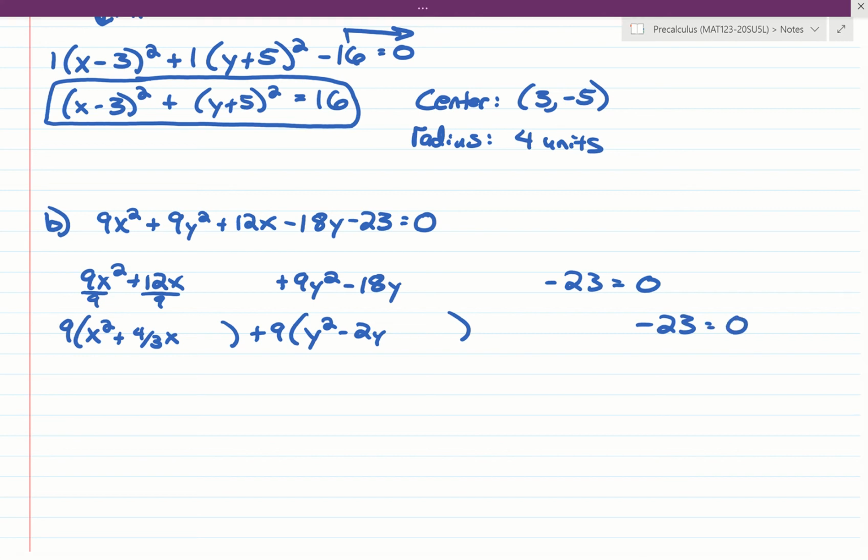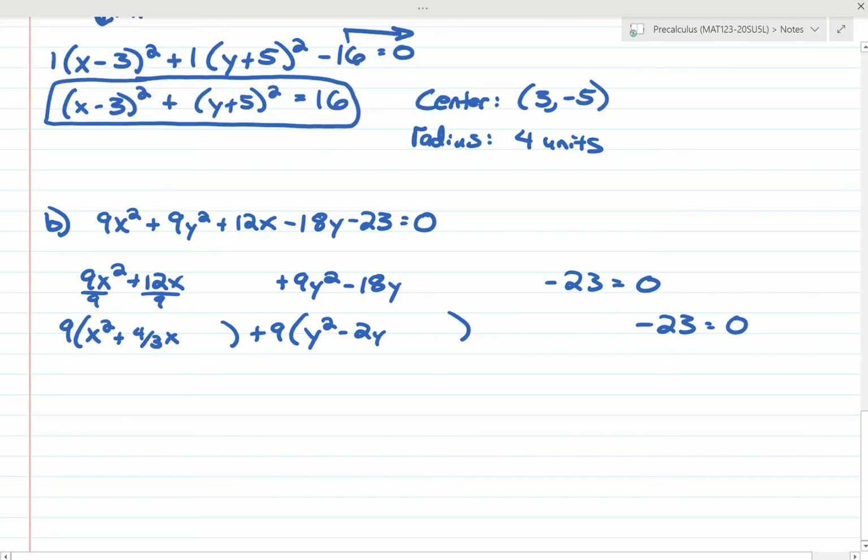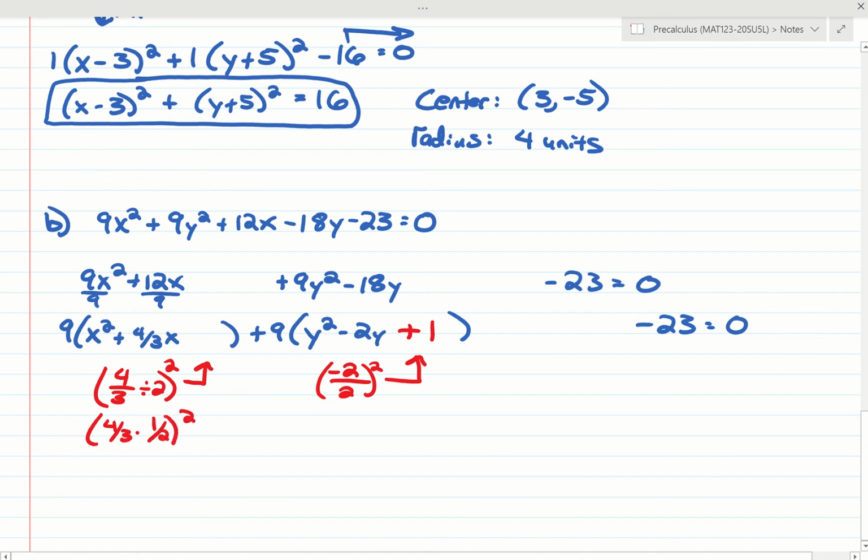Okay, so now the fun part begins. Let's see how good we are with fractions. We're going to take 4/3, divide it by 2, and then square it. That goes here. Then we'll take negative 2 divided by 2, square it, and that goes here. Well, that's easy. Negative 1 squared is 1. Negative 4/3 divided by 2 is the same thing as 4/3 times 1/2, which is 4 over 6. 4 over 6 is 2/3. 2/3 squared is 2 squared over 3 squared, 4 over 9.